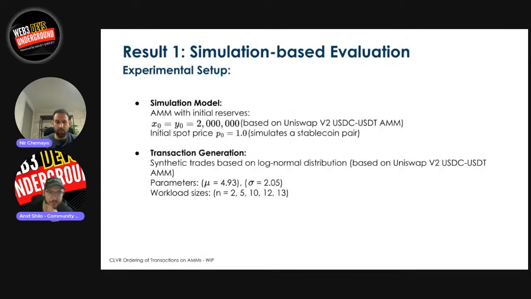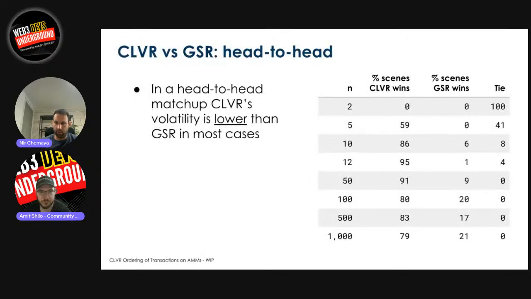So in order to make it more realistic, we did simulations with a kind of realistic AMM. We picked the biggest stablecoin pool in AMM, which contained 2,000 USDC and USDT. We used a distribution of transactions from empirical data, and then we ran the simulations.